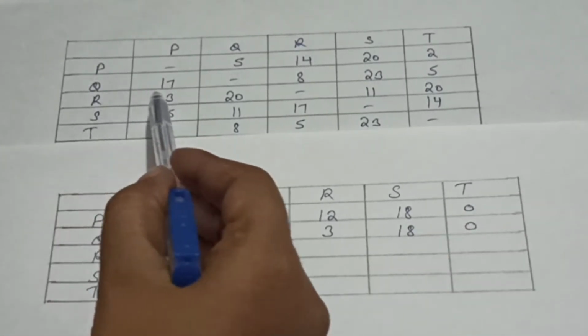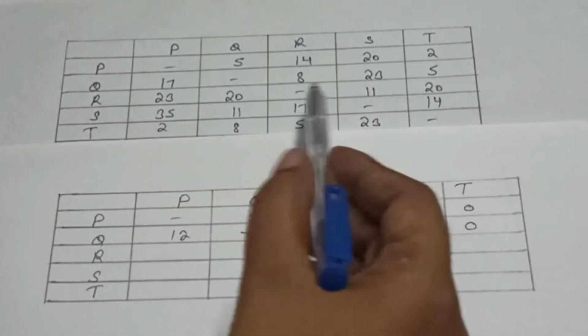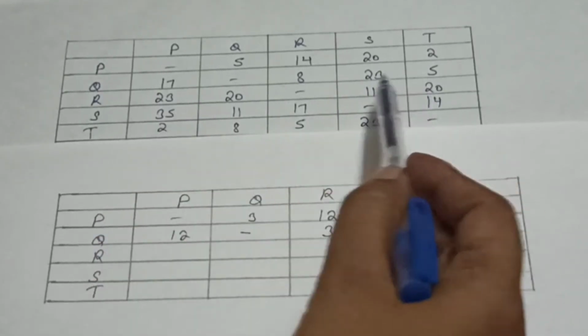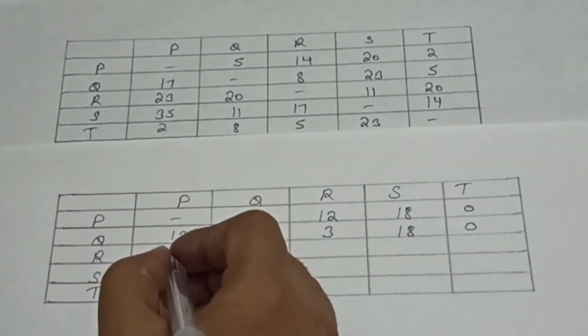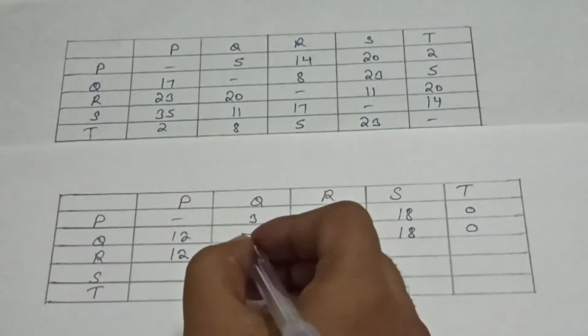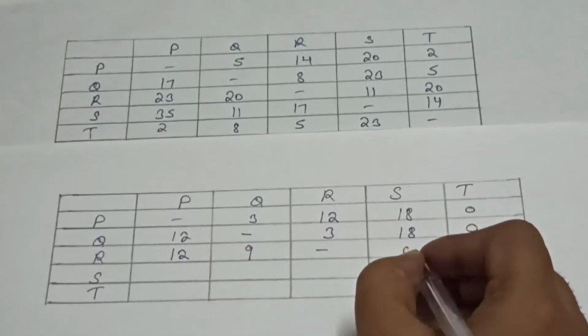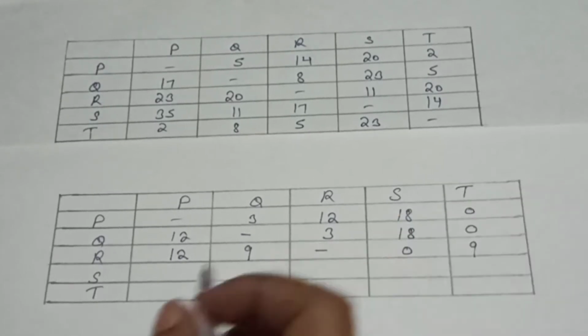In this third row, as we can check, 11 is the minimum element. So we will subtract 11 from each element of this row. So 23 minus 11 is equal to 12. 20 minus 11 is equal to 9. Here a hyphen. 11 minus 11 is equal to 0. 20 minus 11 is equal to 9.